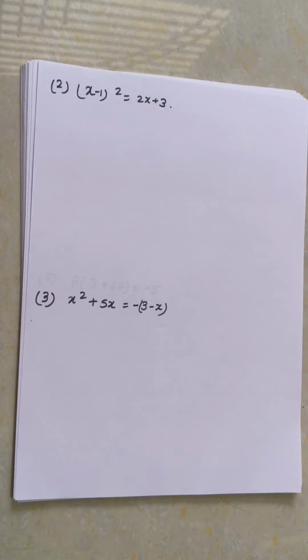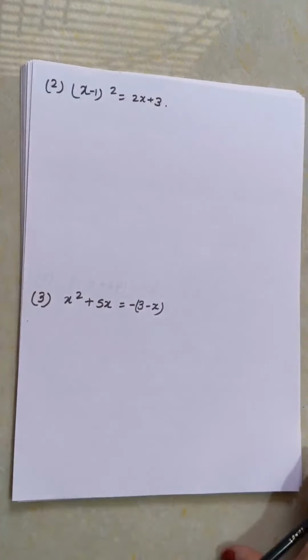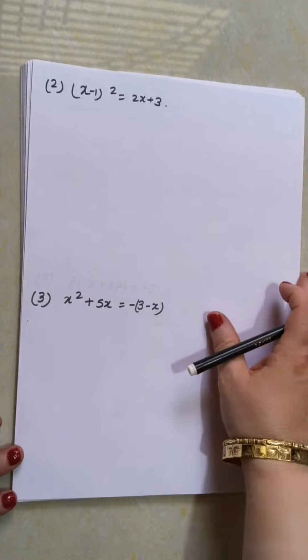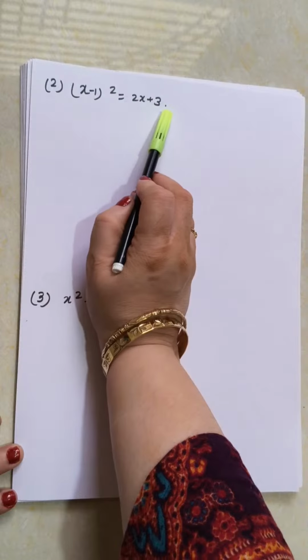So we are on second question. First of all, we will convert this equation. Very good Amrut and Prathamesh and Mansi. So look here. What is the next question? That is (x minus 1) whole square is equals to 2x plus 3.